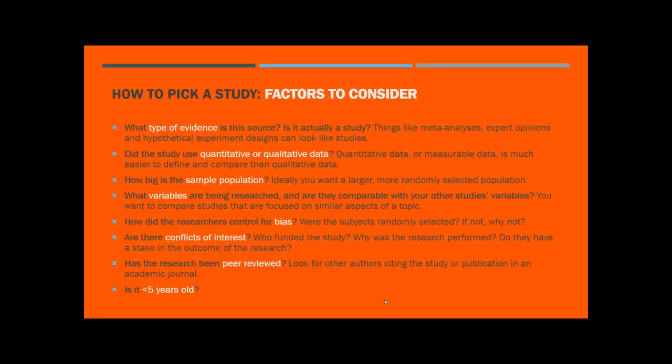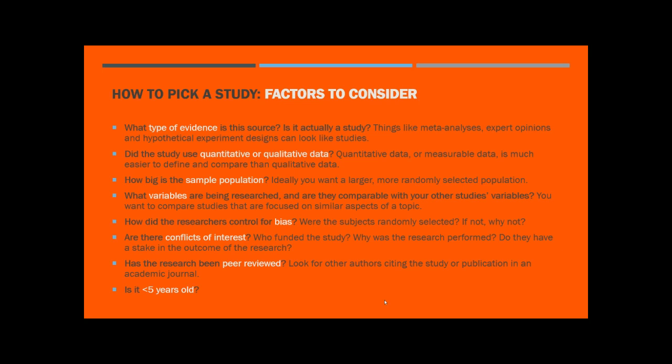So some factors to consider once you have a pool of studies that you're trying to choose from. You want to think about what kind of evidence each study is. And I would just go through and answer all of these questions really quick on your studies. But what kind of evidence? Is it actually a study?